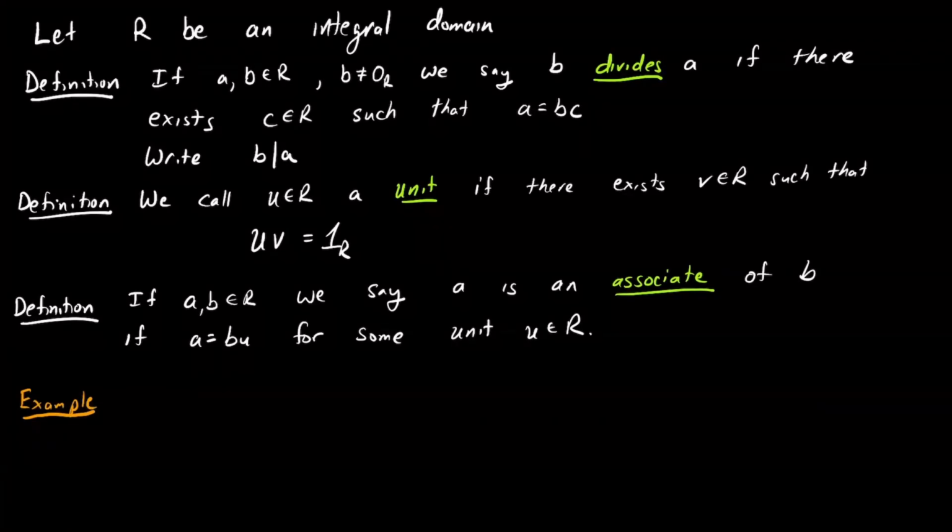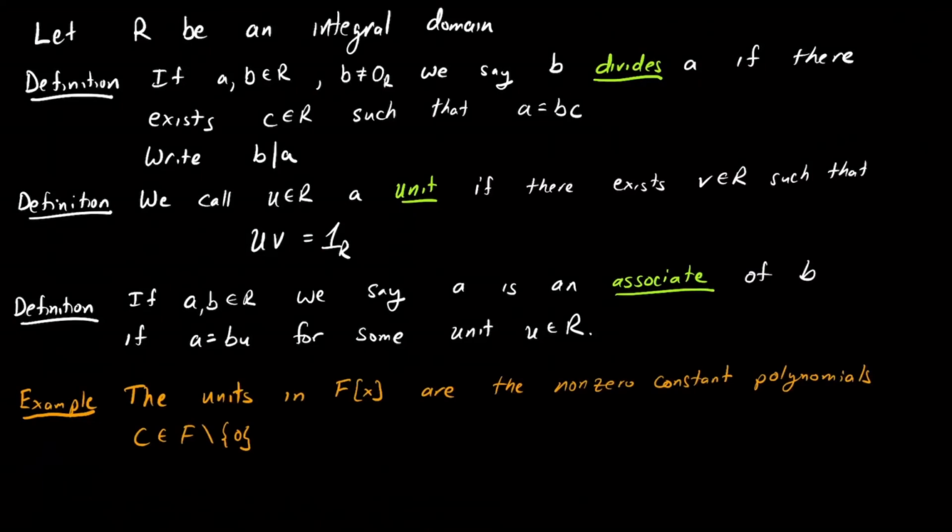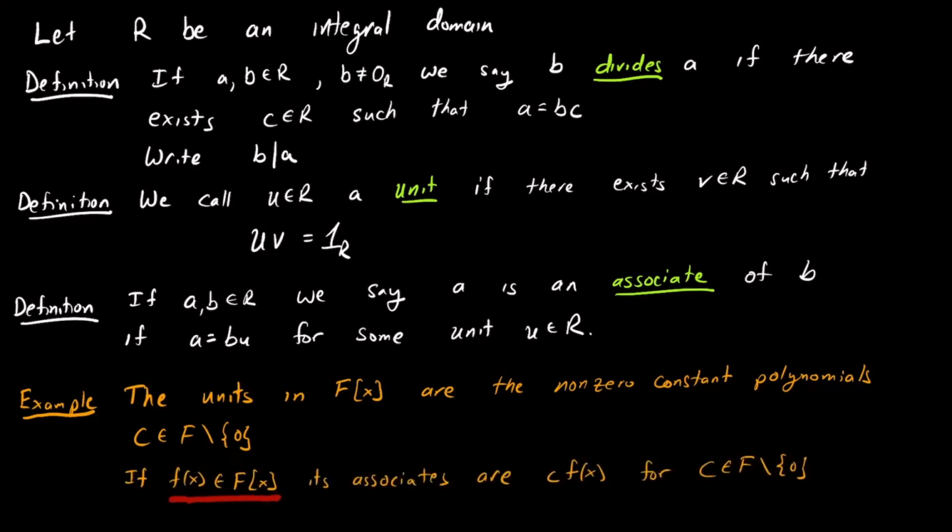Okay, so now let's look at another example. If we look at the ring F[x], we showed in an earlier video that the non-zero constant polynomials are the units in my ring. So these are just the non-zero constants. And if f(x) is a polynomial in F[x], its associates are just the units times that polynomial. So they're just the constant multiples of f(x). So if you're working with, say, R[x], R being the real numbers, then any non-zero polynomial has infinitely many associates.